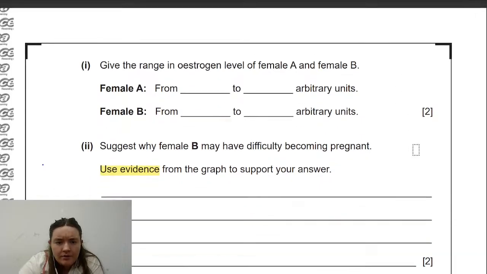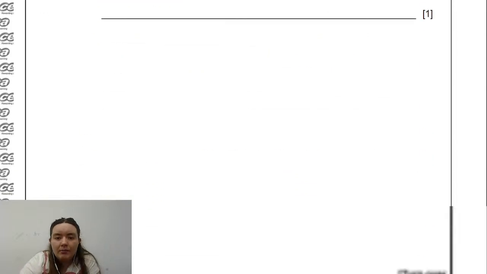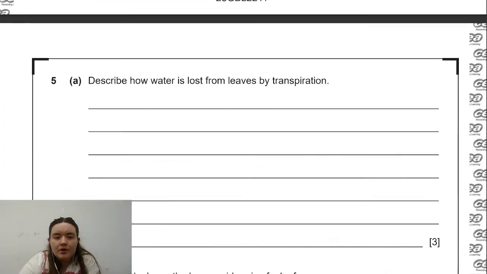Okay, so suggest a treatment which could be used to help female B become pregnant. It would literally just be shots of estrogen, so for the body to get more estrogen. That is a genuine fertility treatment where people take injections of estrogen on a regular basis in order to encourage their bodies to ovulate.